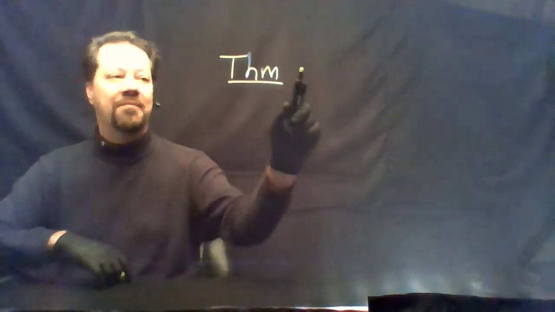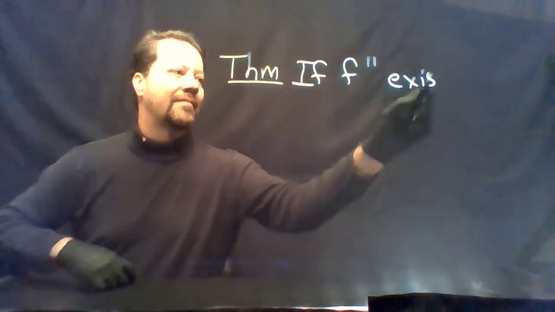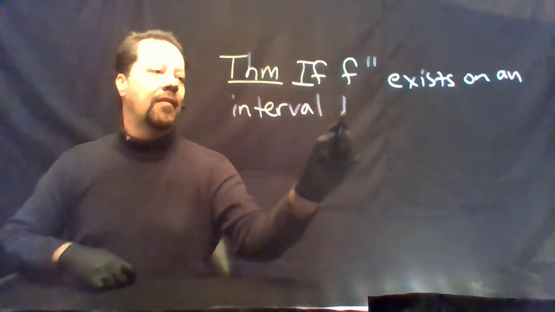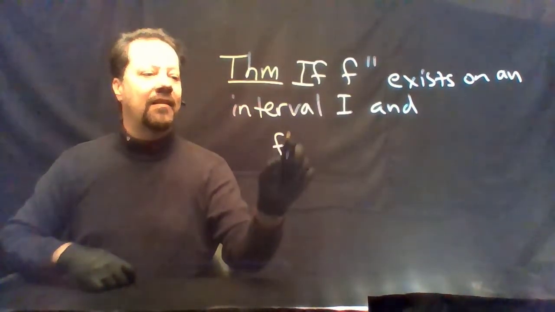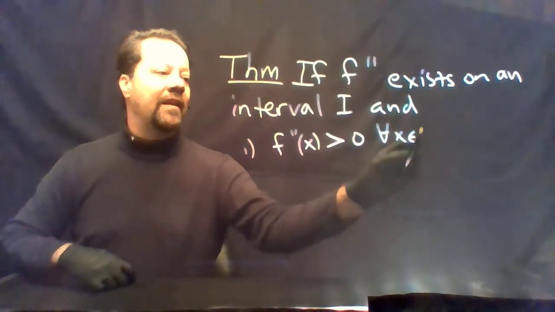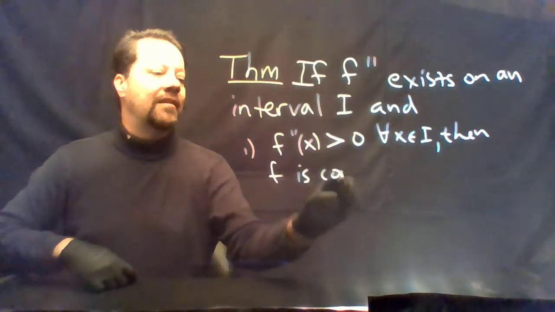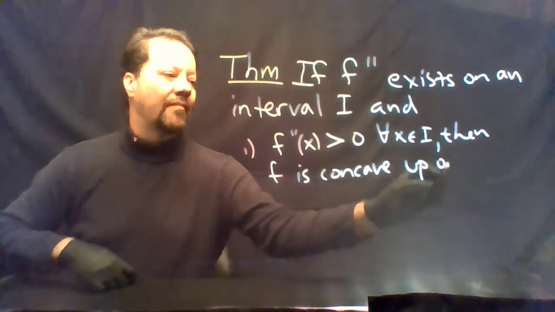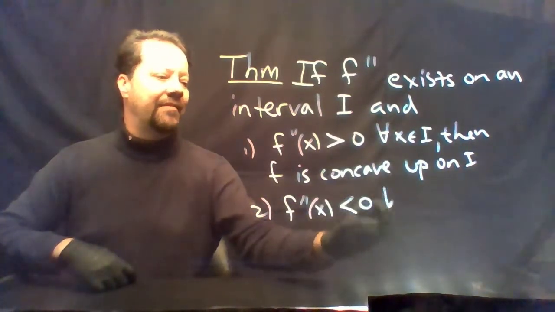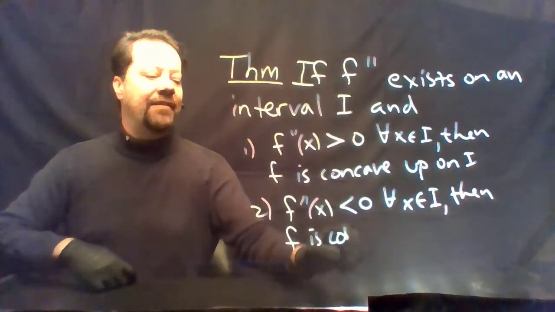We have then the following theorem. If the second order derivative exists on an interval, and if the second order derivative is bigger than 0 everywhere on the interval, then the original function f is concave up on I. If the second order derivative is negative for all x in the interval, then f is concave down.